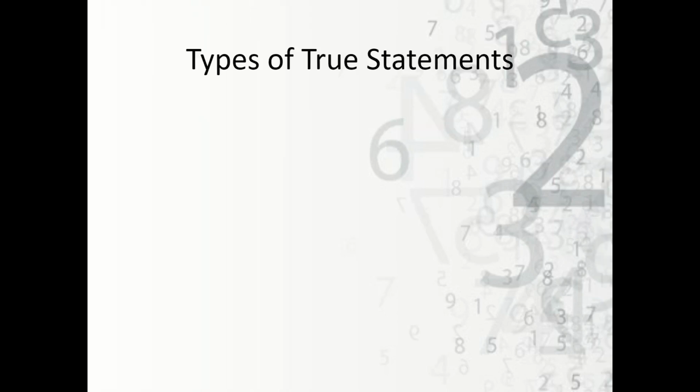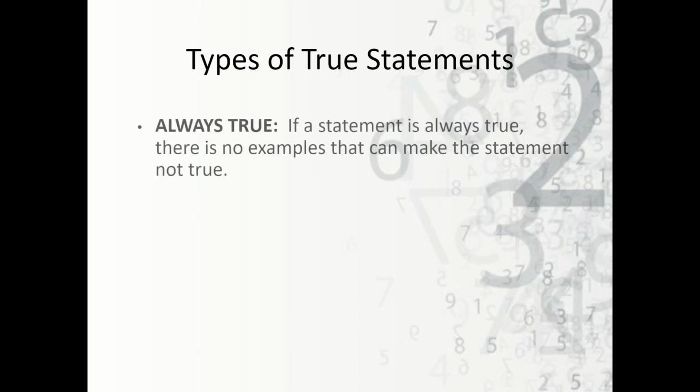Now let's talk about the types of true statements. So there's 3 types of true statements. The first one is always true. A statement is always true if there are no examples that can make it not true. So for instance, the sun comes out today. That's always true. It may be kind of overcast, but the sun is still out. So that's an always true statement.